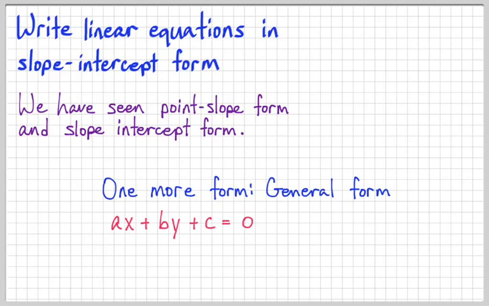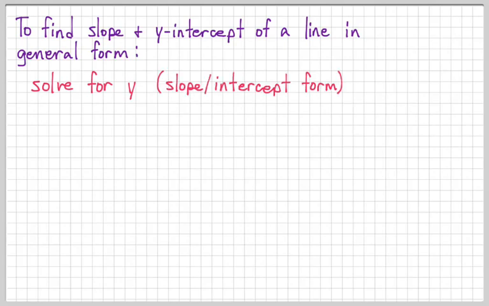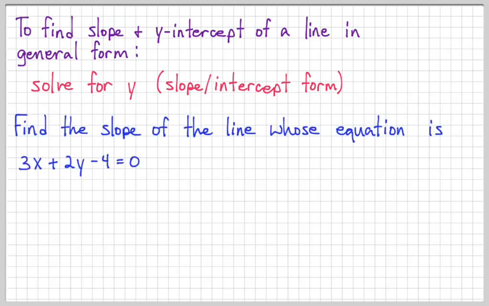So if you want to find the slope and the y-intercept of an equation that's in general form, what you need to do is solve that equation for y, and that will put your equation in slope-intercept form, and you'll be able to see the slope and the y-intercept from there.